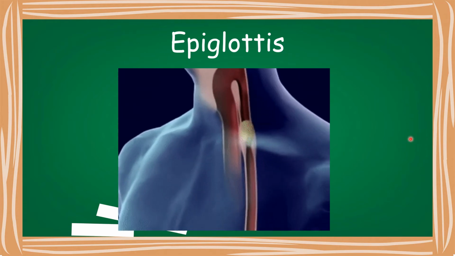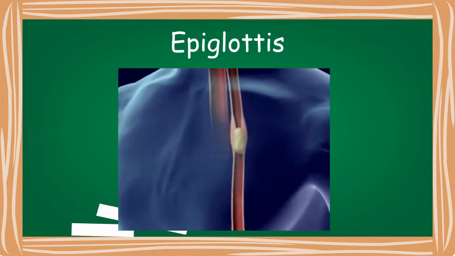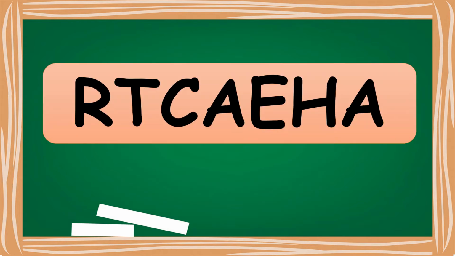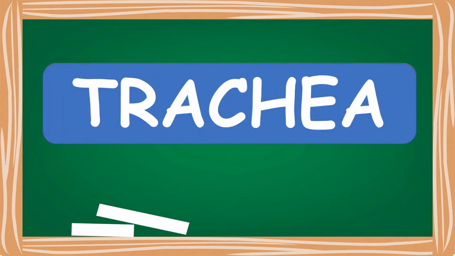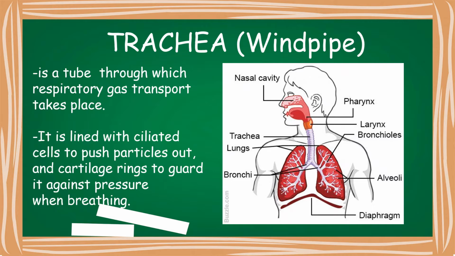So after the pharynx going to the larynx, the air now flows to our, what do you think is the next part? Very good. That is what we call trachea. What is trachea? The trachea is the windpipe. It is a tube through which respiratory gas transport takes place. It is lined with ciliated cells to push particles out and cartilage rings to guard it against pressure when breathing. So the next part is the trachea or the windpipe.